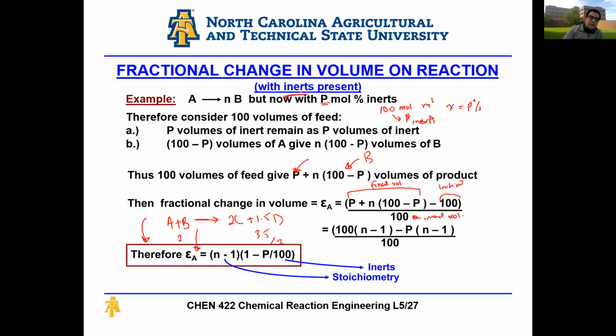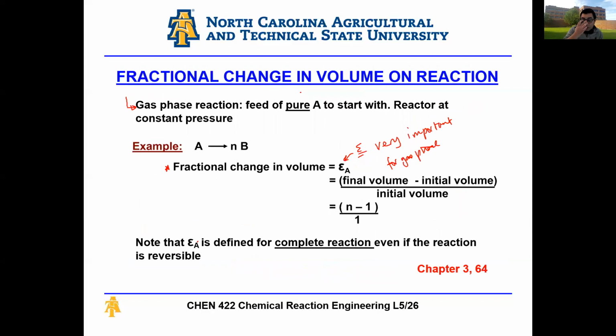So let's recap this idea. In gas phase reactions, we'll always have a fractional change in volume. And the fractional change in volume refers to your final volume minus your initial volume divided by your initial volume. If you know your stoichiometry directly, so if I know that A goes to 2B, or 3A goes to 4B, you need to normalize it, of course, with respect to your feed.